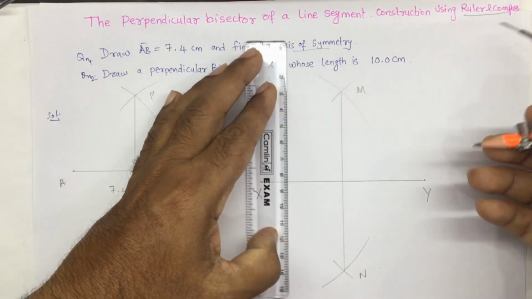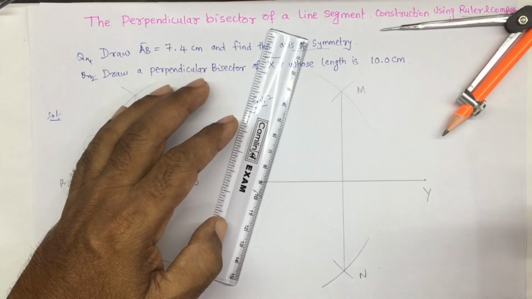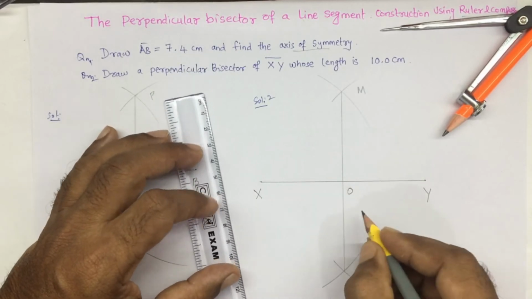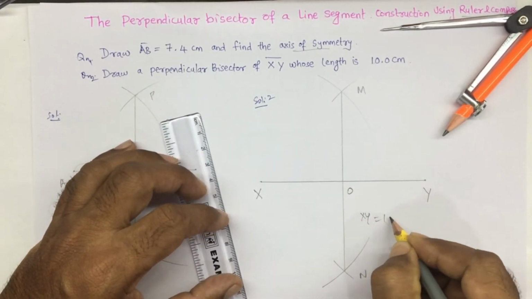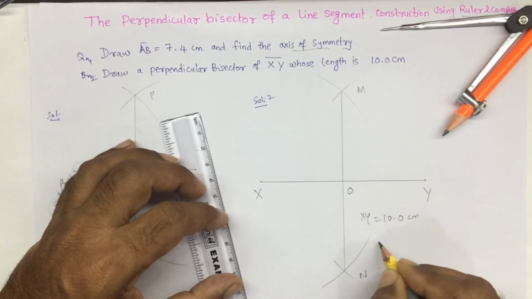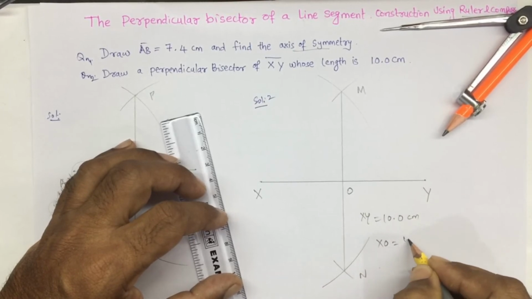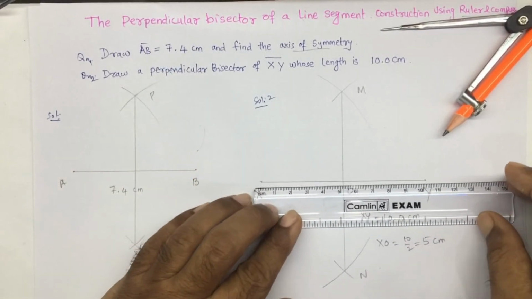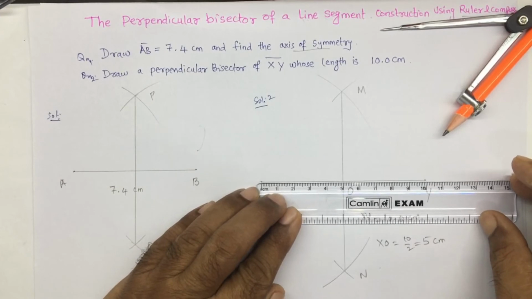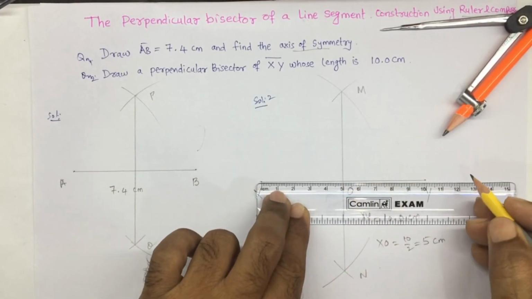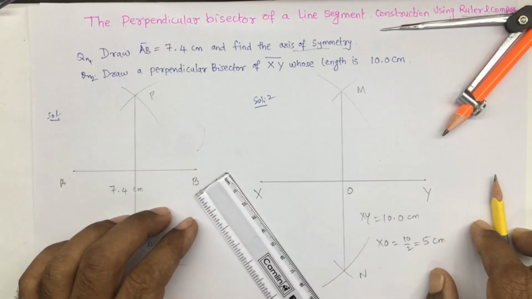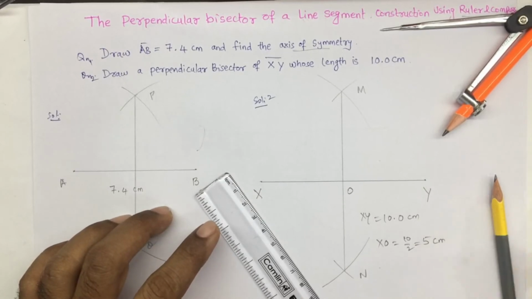This particular line is meeting somewhere here, say O. Now XY is equal to 10.0 centimeters, and XO must be 10 over 2, that is equal to 5 centimeters. Let us see that 5 centimeters here. This is exactly 5 centimeters length out of 10 centimeters. That is how you can draw the perpendicular bisectors. And one thing, perpendicular bisector is nothing but the axis of symmetry for a line segment.